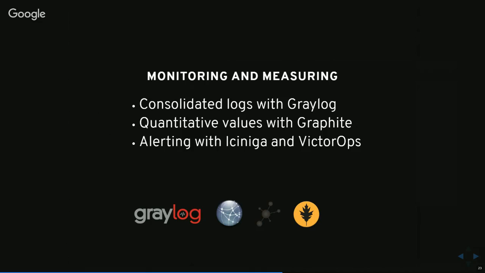We also have Icinga and VictorOps, which use data from Graphite, for example, to alert people that are on call. Finally, we have dashboards using Dash.io, and these dashboards pull the data from Graphite for now, and allow you, instead of having literally just alerts, a more proactive way of monitoring your data and your services.